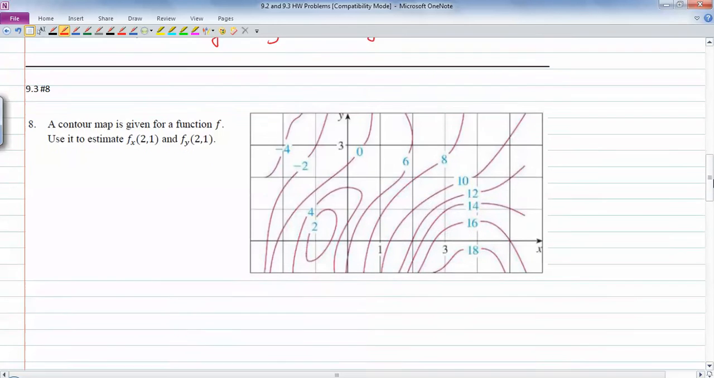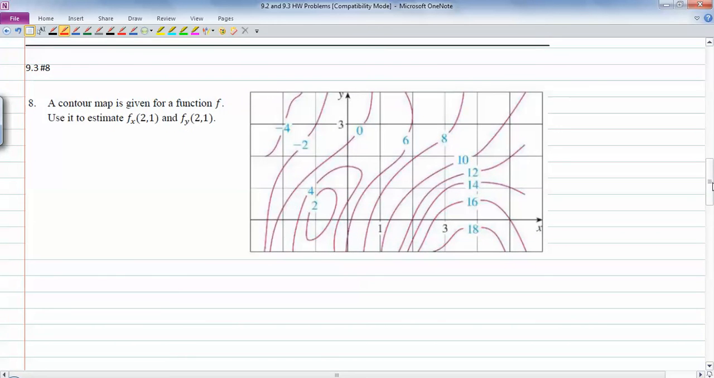Okay, so number 8, they give you this contour map, so a topological map. These blue values here are the different heights, or z values, for different points that you plug in on the xy plane. So it says estimate f sub x at 2, 1 and f sub y at 2, 1. Well, let me mark 2, 1, so over 1, 2, up 1. So we're looking right around this point. Now, f of 2, 1 seems pretty clearly 10 to me. It's on that 10 curve there.